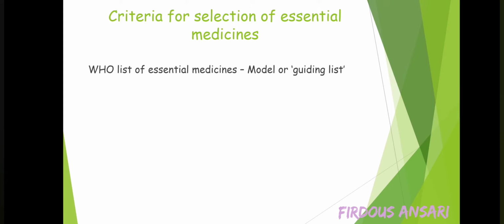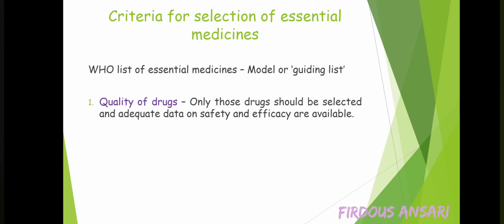The WHO list of essential medicines, a model or guiding list, has criteria. First of all, quality of drugs. Only those drugs should be selected for which adequate data on safety and efficacy are available. See, the drugs should have assured quality through testing. The suppliers should provide documentation of the product's compliance with required specification.